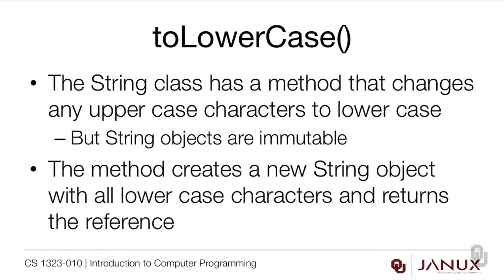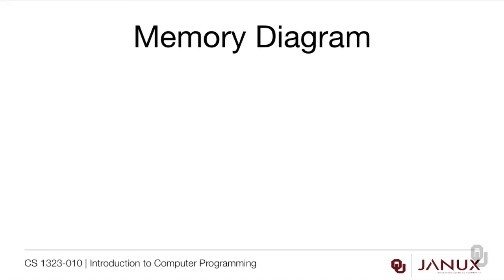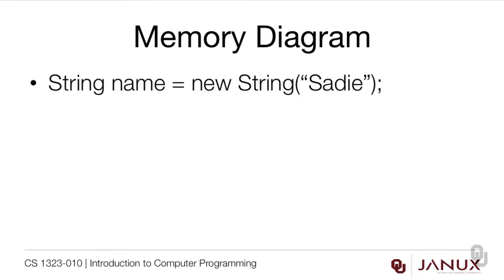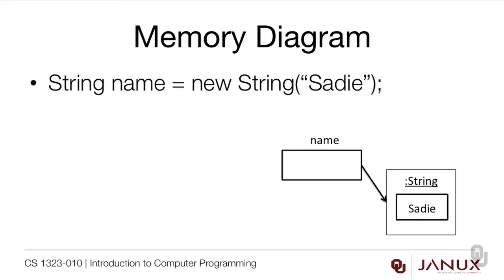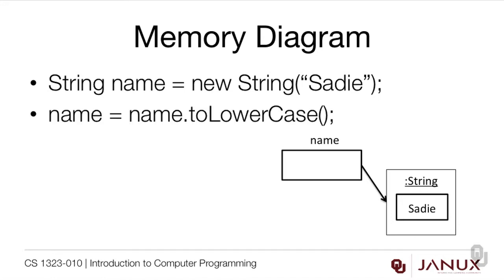So it takes the ones that were uppercase and changes them to lowercase. And then it returns the reference, which remember we can store or not store as we prefer. Now let's take a look at what this means in a memory diagram. So if we say string name is new string Sadie, this is what we have as a string object in memory. Notice the reference name points to the object that's stored on the heap.